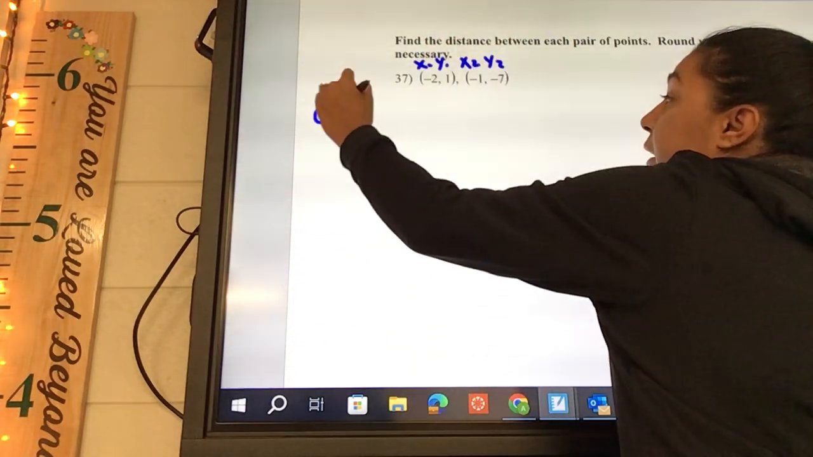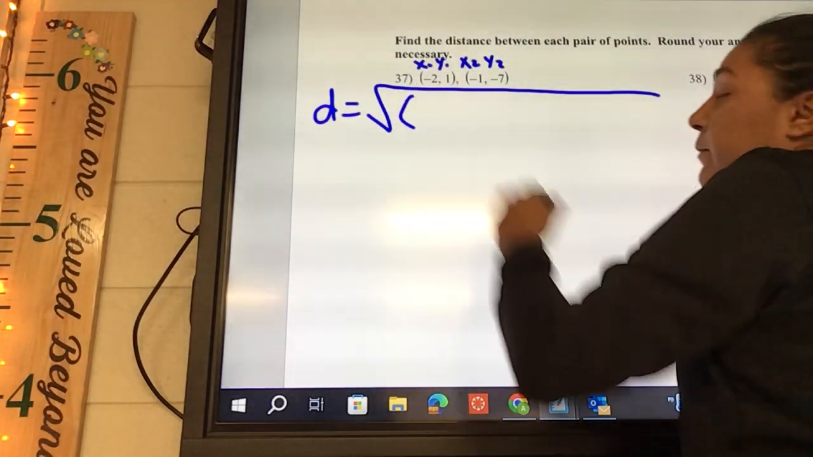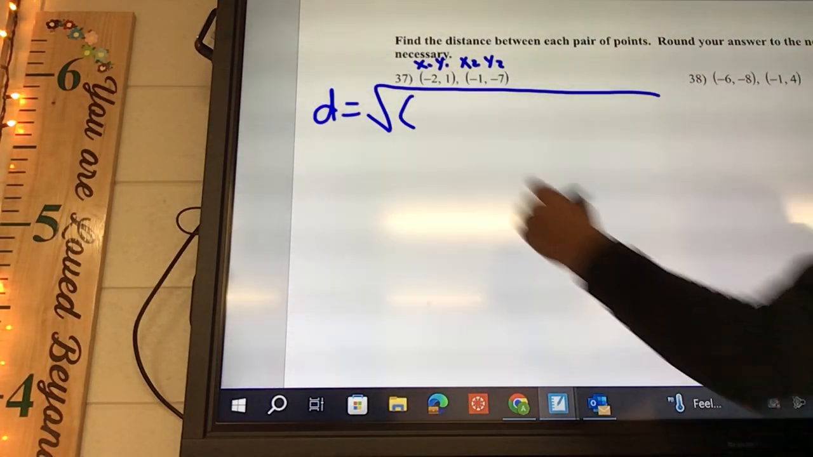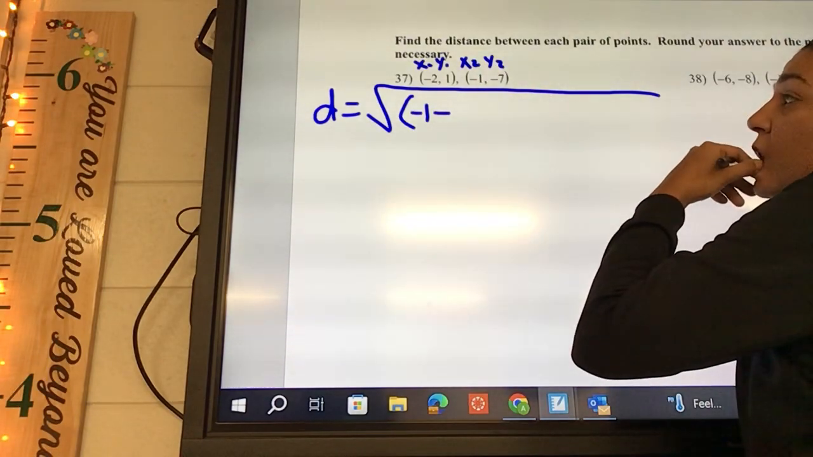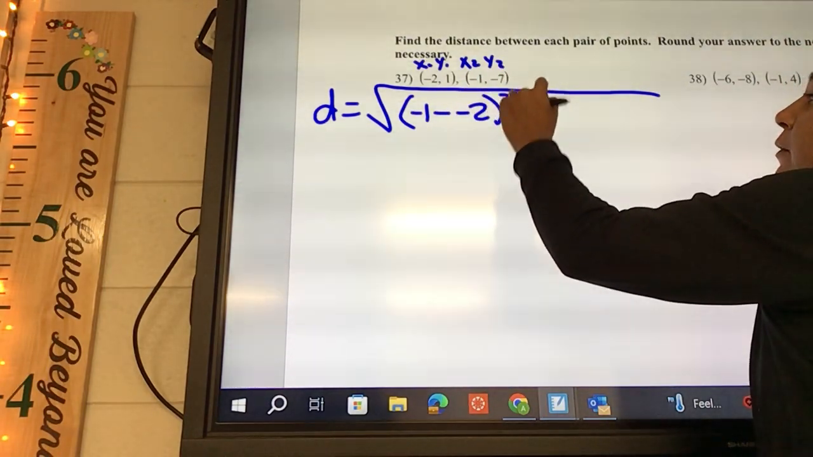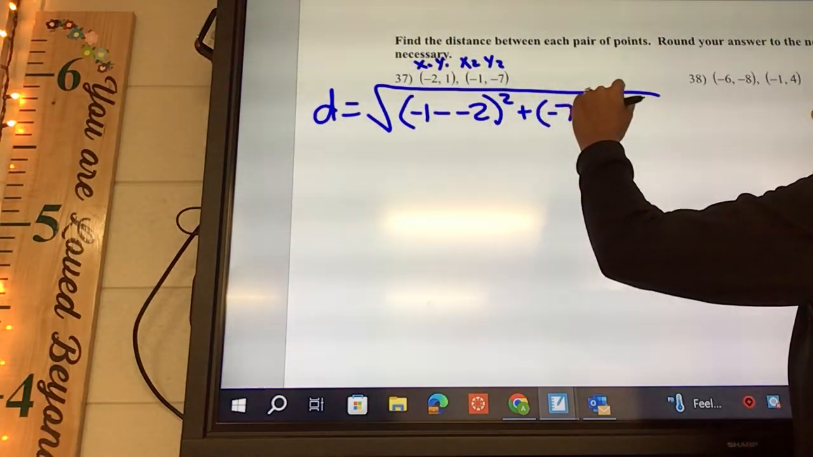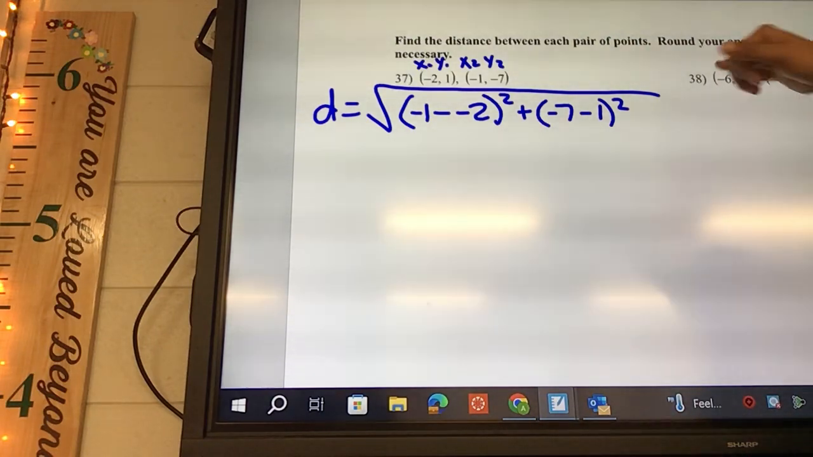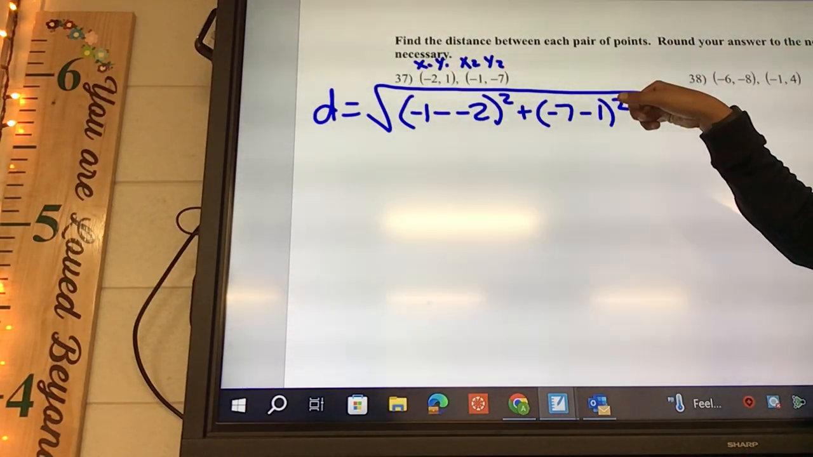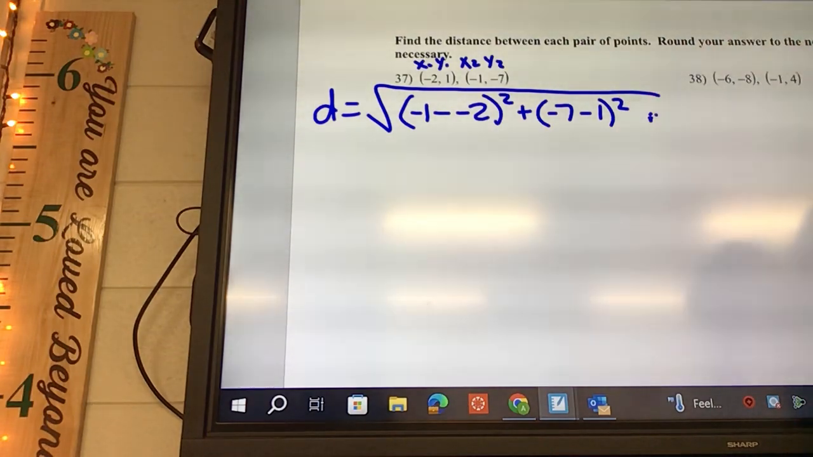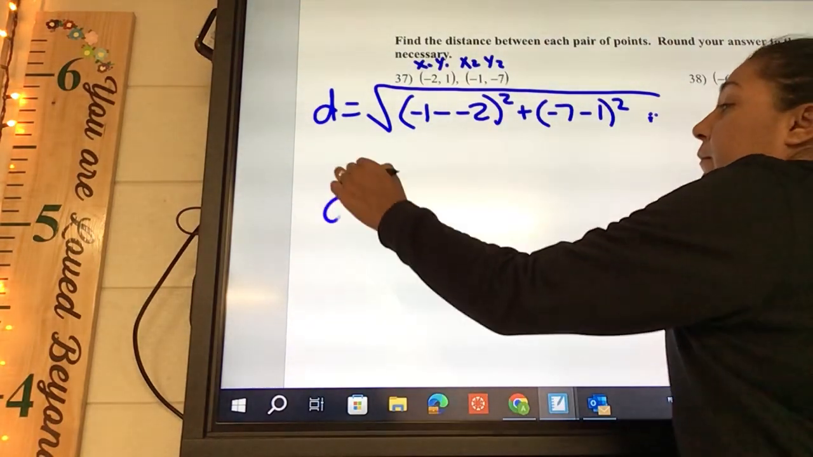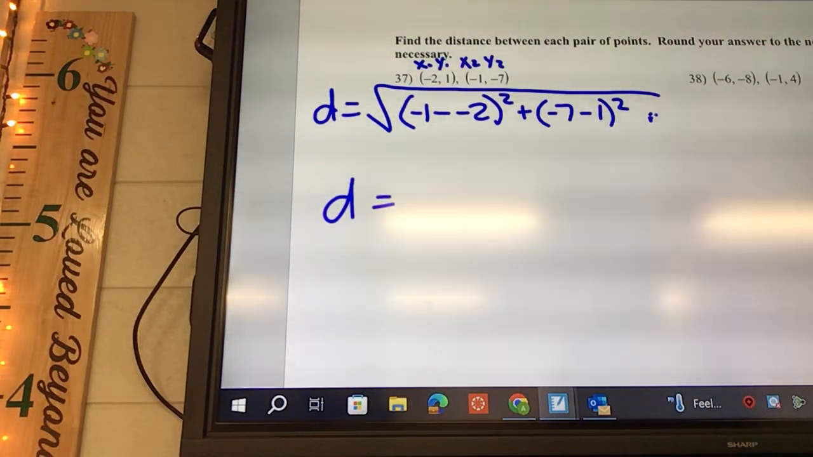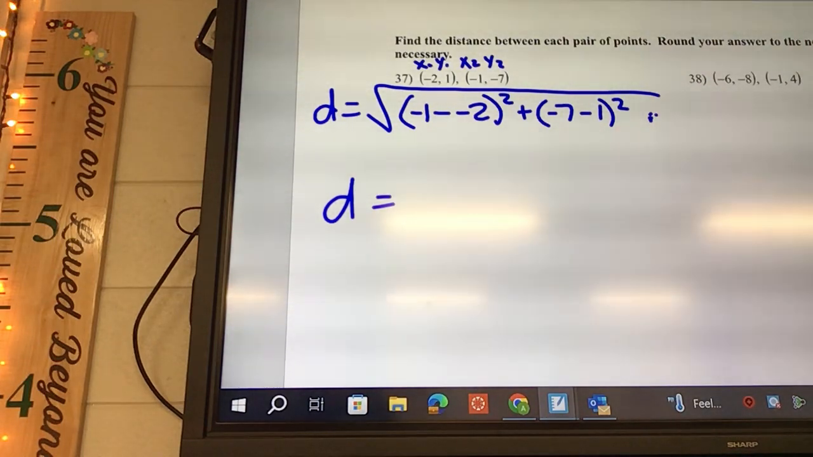So we're going to say D equals, what's coming first? -1. -1 minus -2 squared plus -7 minus 1 squared. You have to at least have this on your paper on your test. That way I can see what you typed in the calculator, or what you were planning on typing in. And if you type that in, what do you get?